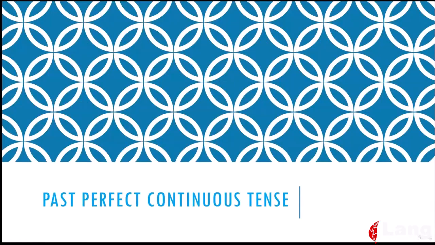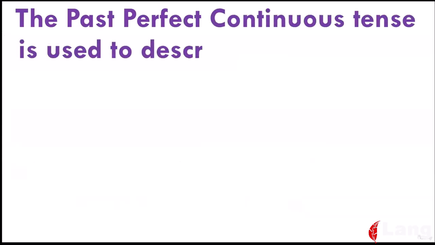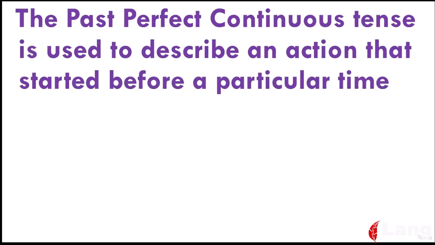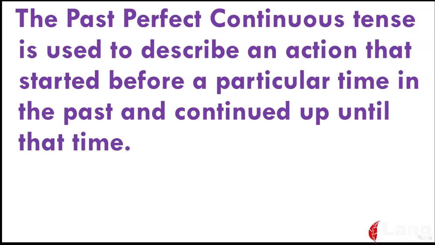In this lesson, we will discuss the past perfect continuous tense. The past perfect continuous tense is used to describe an action that started before a particular time in the past and continued up until that time.